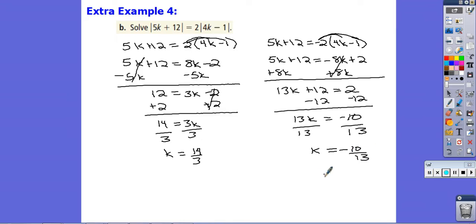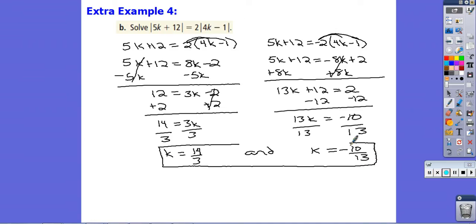Now once again, this one has two solutions. I have 14/3 and I have negative 10/13. Now I'm just going to leave them just as improper fractions. They're already completely simplified, and I don't think writing them as decimals is going to benefit me any, or writing them as mixed numbers. So those are my solutions.